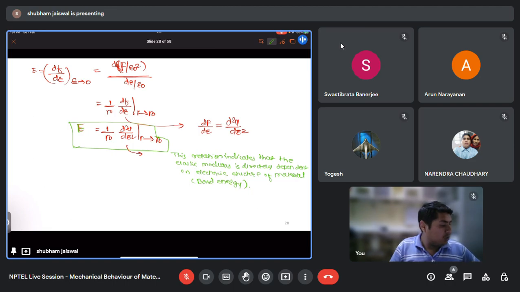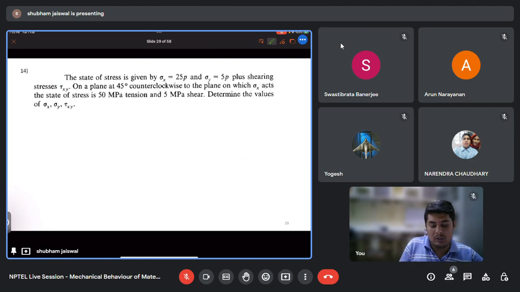Okay, so now moving to the next question. The state of stress is given by sigma x is equal to 25p and sigma y is equal to 5p, plus shearing stress tau xy, on a plane at 45 degrees counterclockwise to the plane on which sigma x acts. The state of stress is 50 megapascal in tension and 5 megapascal in shear. Determine the values of sigma x, sigma y, tau xy.